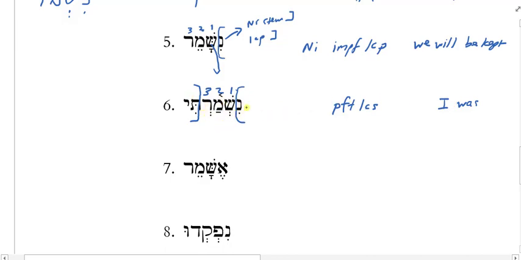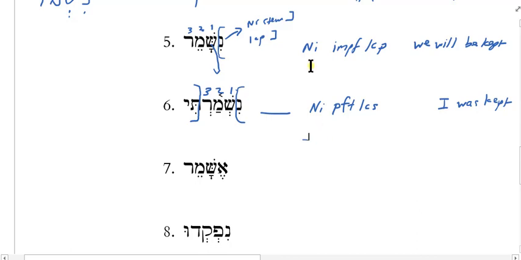Look at the noon prefix. That's going to tell me this is not the Qal, is it? The Qal would just be shamarti, like pakadti, shamarti. This is nishmarti, so this is the Nifal perfect of shamar. I'm not going to write it over again. So I was kept. Excellent. Passive. All right.